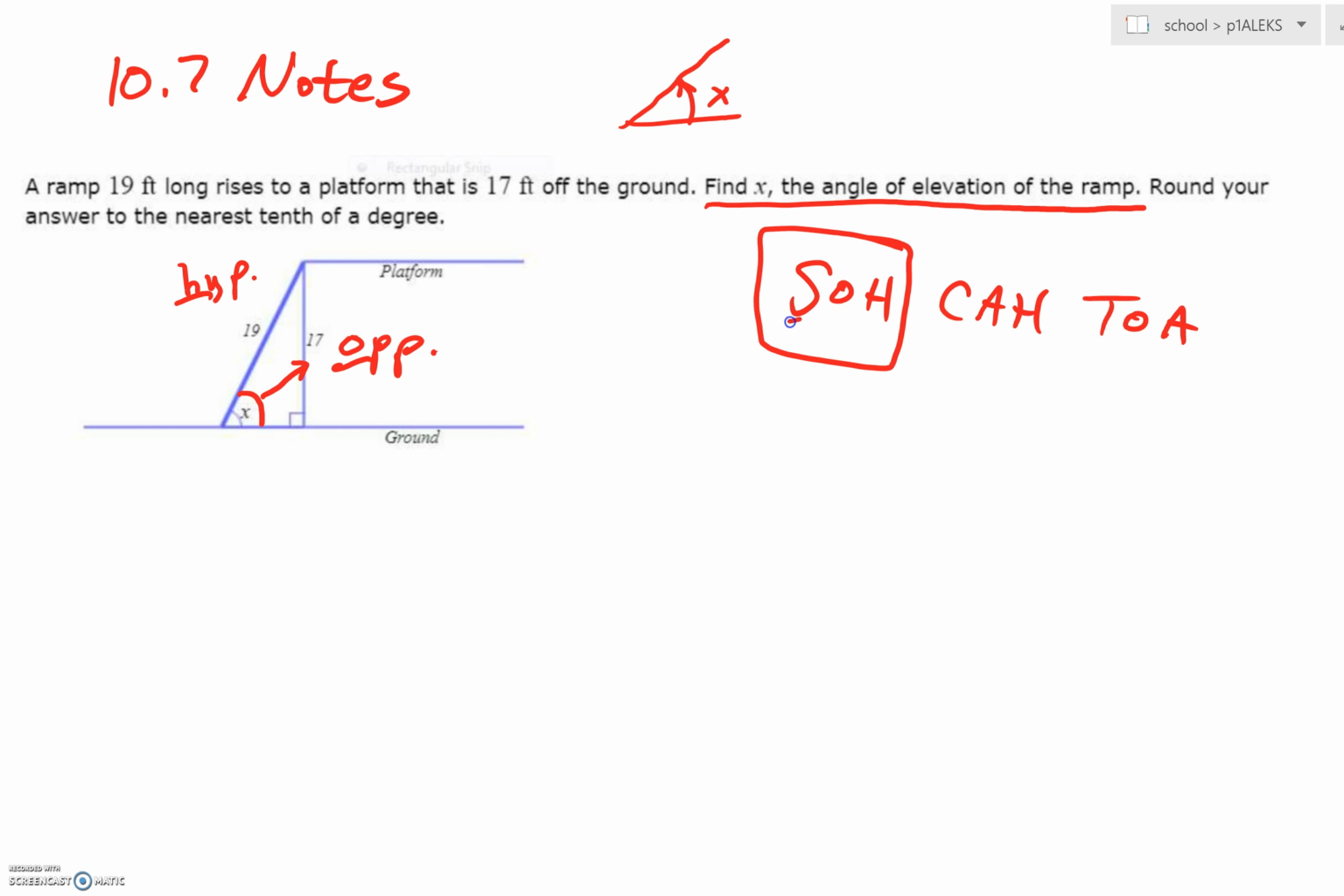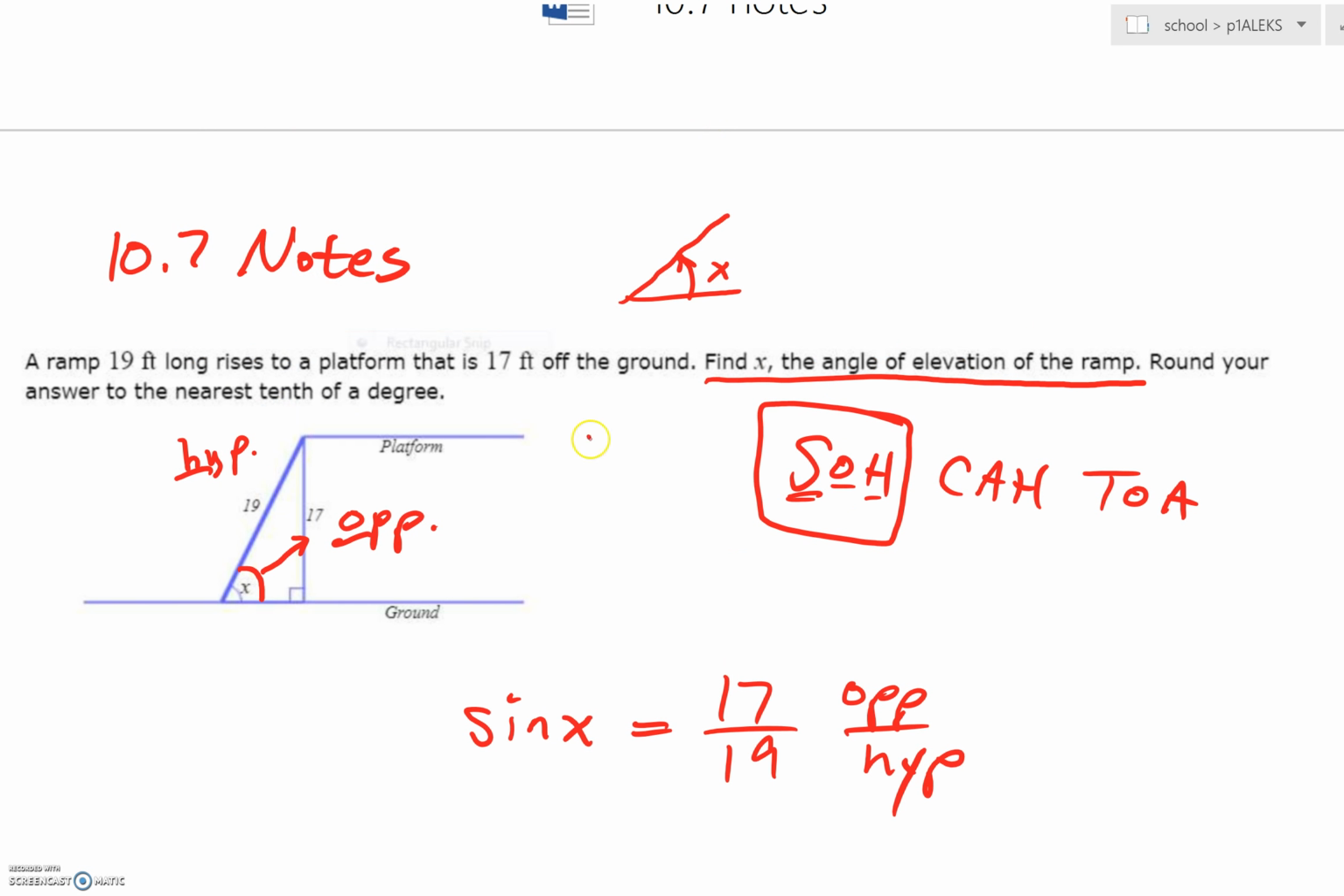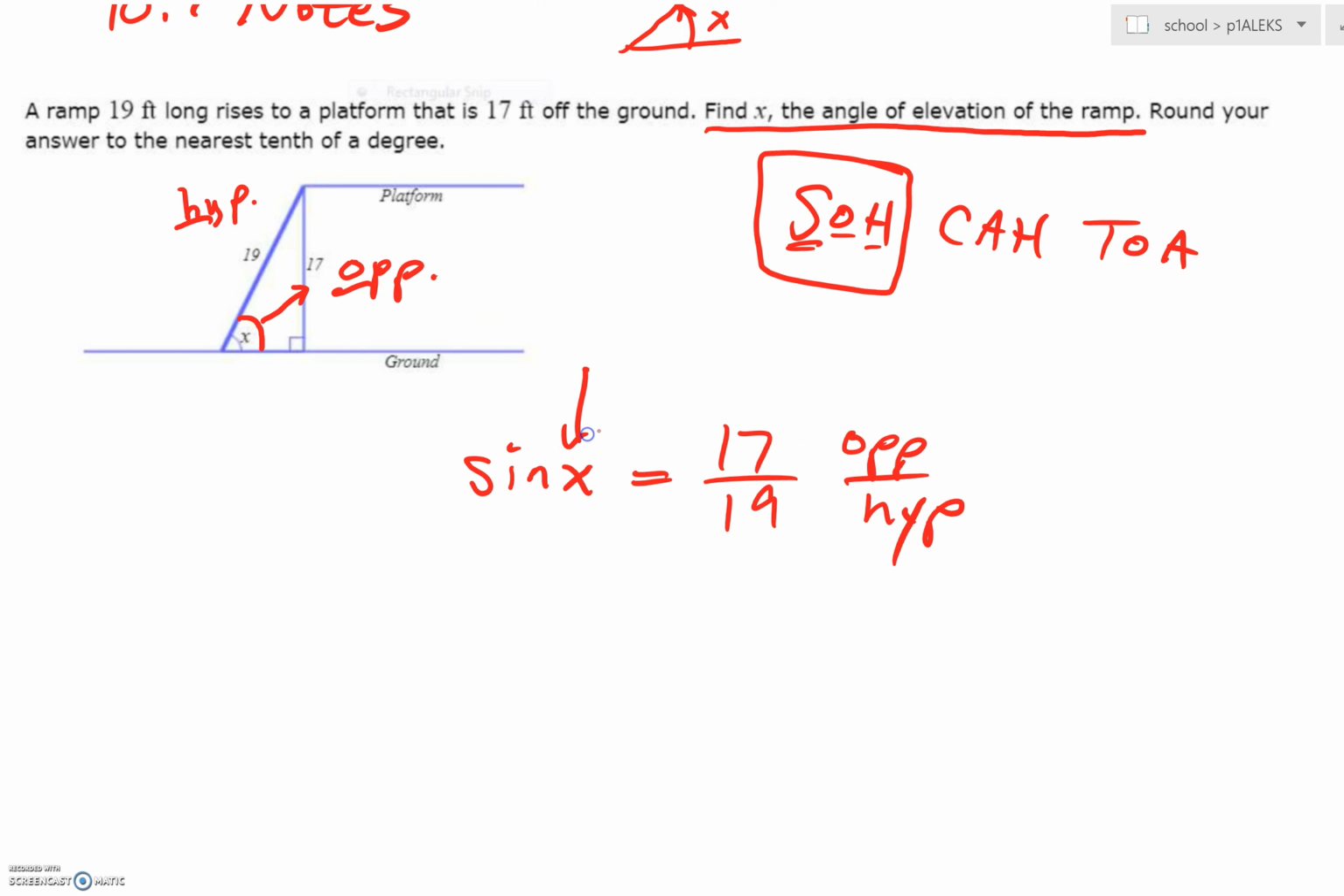The first part, right? The SOH. What did S stand for? Sine. So we'll have the sine of x is going to be opposite over hypotenuse. So at this point, once you've identified your trig function, we have its sine, and we've set up our ratio. Ultimately, guys, what you want to do is get your x alone. Now, this is what we did yesterday. How do we do that? What should we do to both sides?